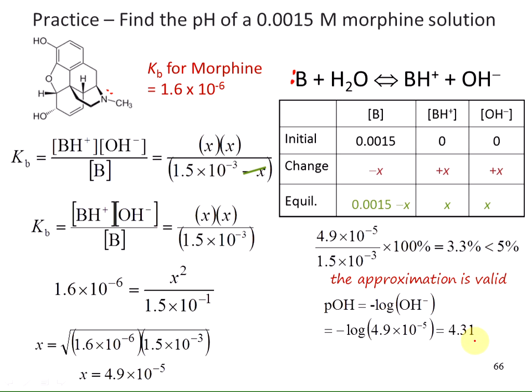And I'm not quite done yet because they wanted the pH. Well, since the pH plus the pOH equals 14, I can use that relationship to find my pH. So pH equals 14 minus the 4.31, and I get a pH value of 9.69.